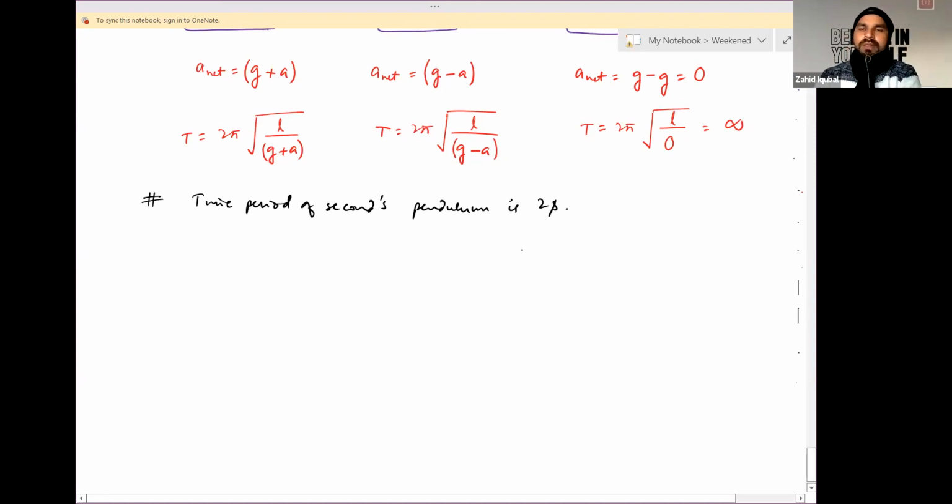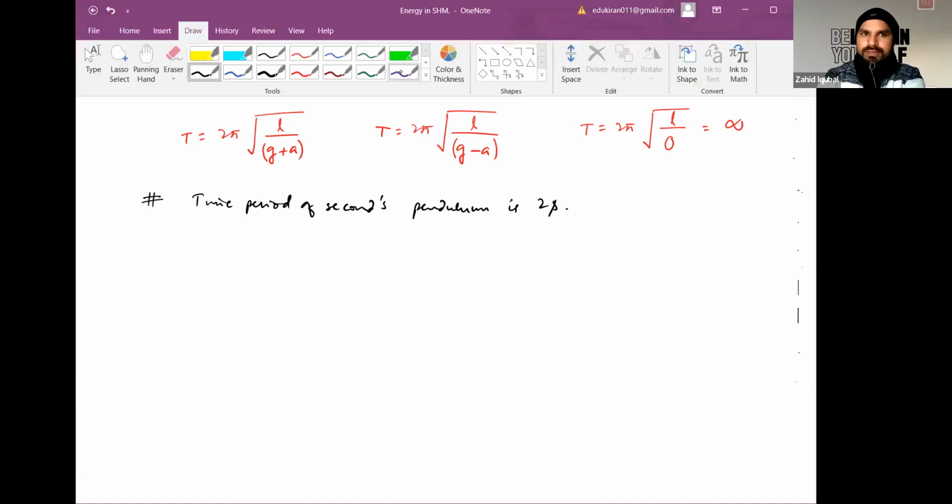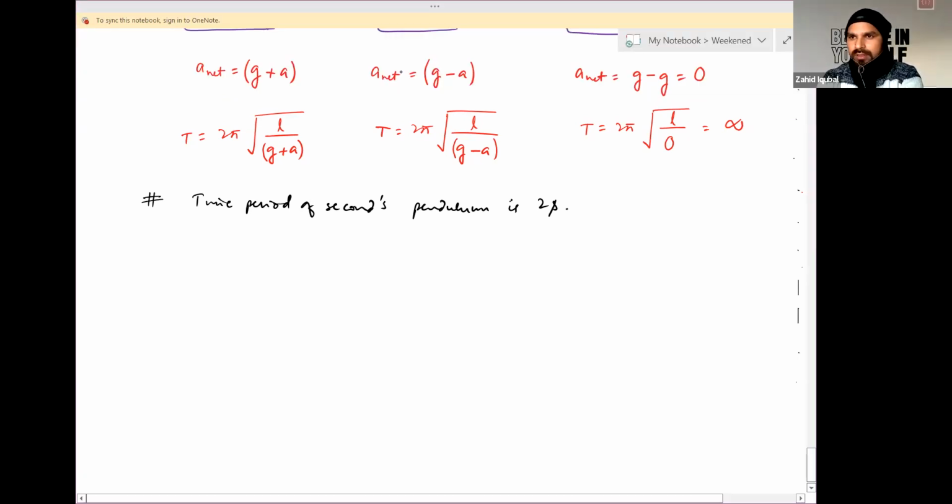Similarly, you'll be asked, what will happen if you put this pendulum on the surface of the moon? On the surface of the moon, gravity will be lesser as compared to Earth. Is it clear? Yes, sir. So if net acceleration decreases in that surrounding, the time period of oscillation will increase. Is it clear?